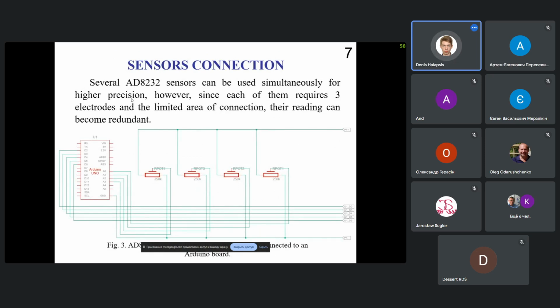Now, in order to use several AD8232 sensors, one needs a large area of the body due to three electrodes being used for each sensor, which can potentially cause some redundancy in the readings. However, it is not impossible. On this diagram, you can see a schematic of four sensors connected to the Arduino board. They are drawn as potentiometers here.